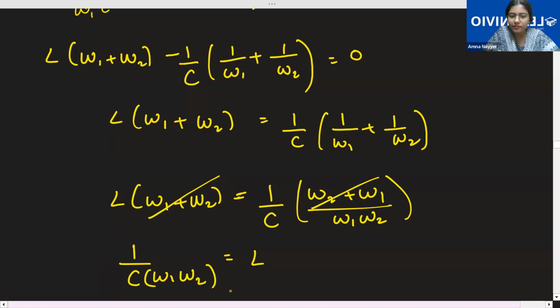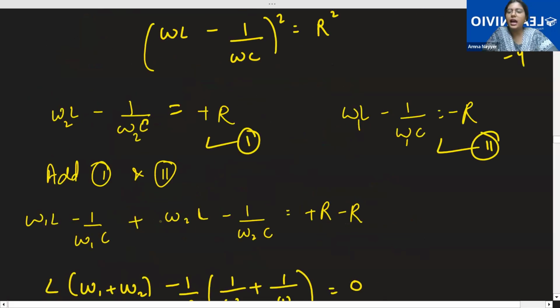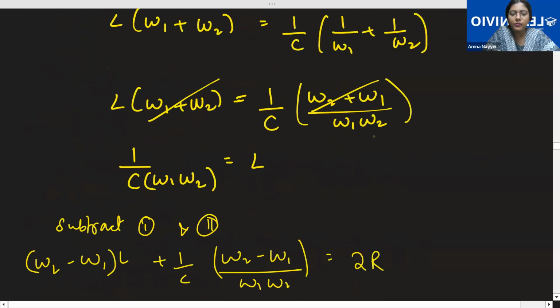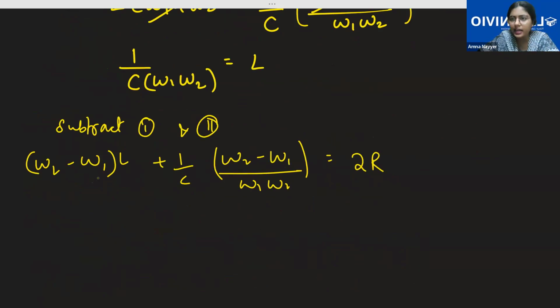This much is clear? Yes, ma'am. Okay. Now in the first place, we added these two equations. Now we'll subtract these two equations: omega 2 L minus 1 by omega 2 C and omega 1 L minus 1 by omega 1 C. When we subtract both of them, the same thing will happen, but wherever you were getting the positive sign, now you will get the negative sign. Omega 2 plus omega 1 was there, now you will get omega 2 minus omega 1. Similarly here also a minus sign, the rest of it will be the same.